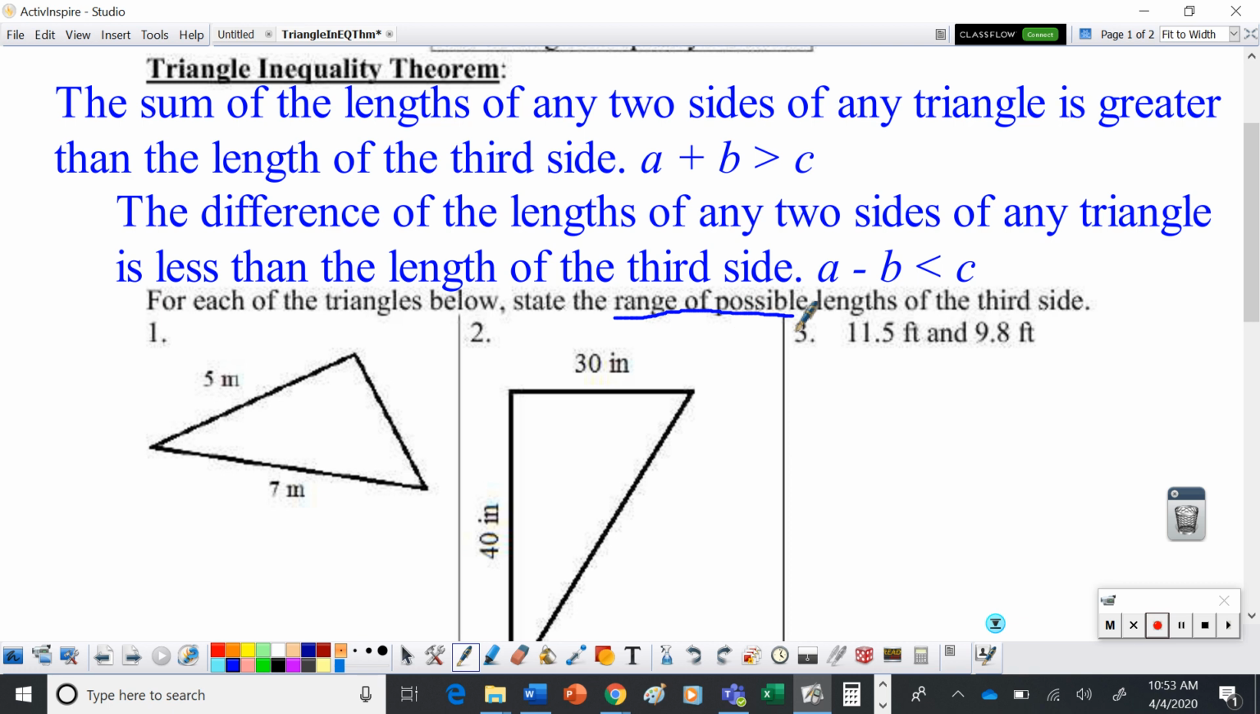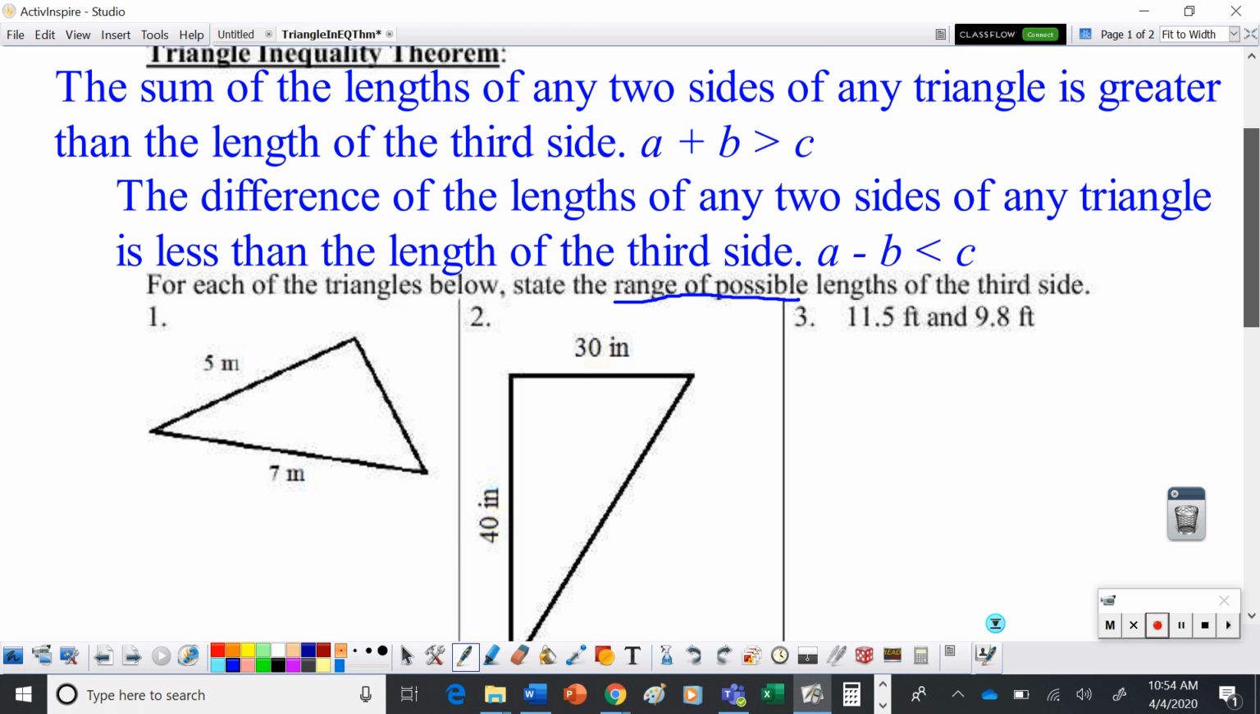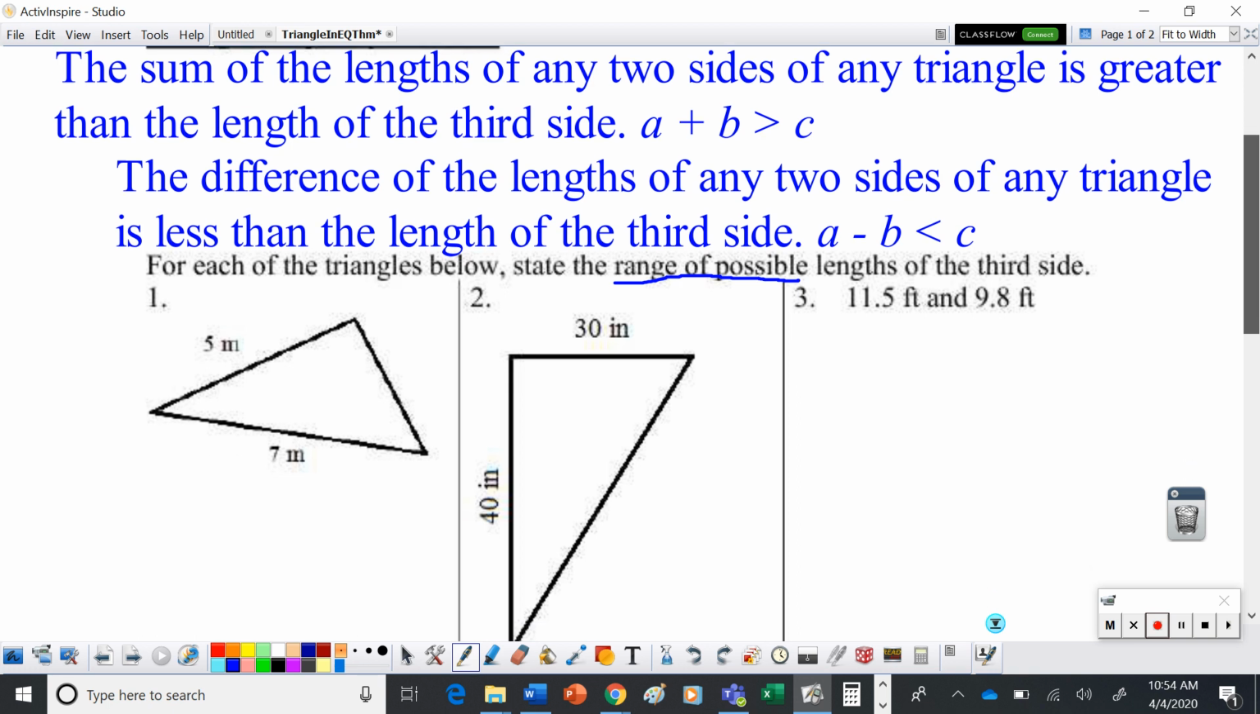Now, it's an important note here, guys. We're talking about a range of possible lengths. We're not finding the exact value for that third side. We would need more information to do that. But we can find a range of possible values. So we know it has to be at least this big and no more than this big. So let's take a look at this.